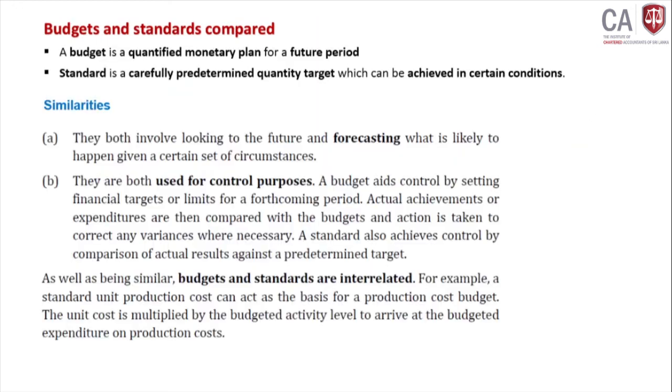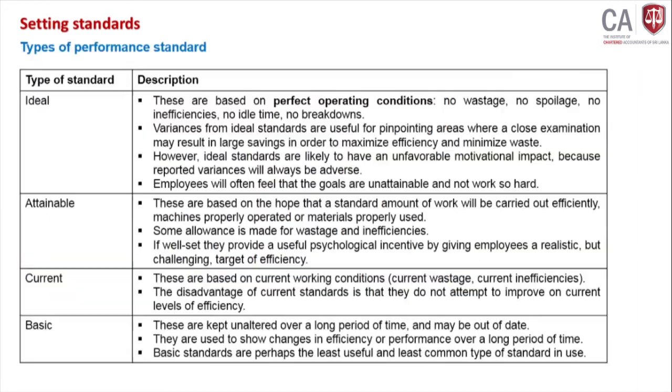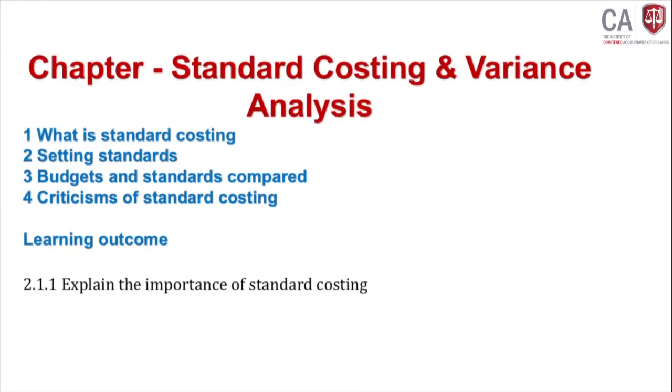So with this we have gone through these four topics, four subtopics: what is standard costing, how you set up standards by using four types, what are the similarities and differences between budget and standard, and what are the criticisms of standard costing. With these four we have covered learning outcome number 2.1.1.